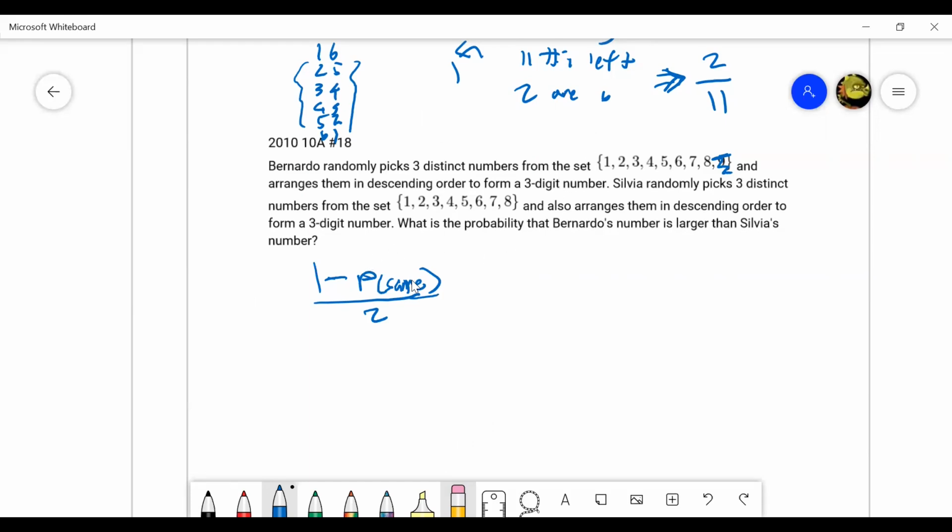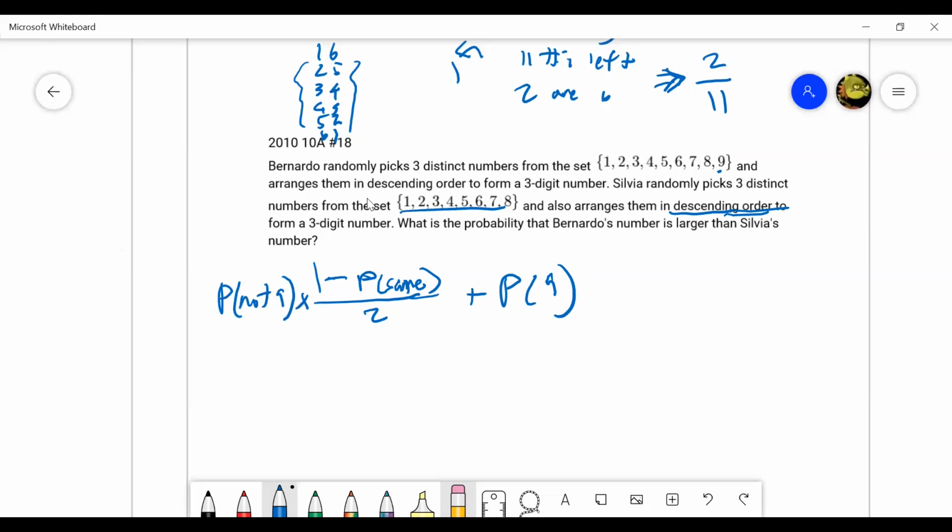So this is the probability if you can only choose from 1 through 8. But we also have to consider him choosing 9. When he chooses 9, he automatically has a larger number. This is because the set 1 through 8 is never going to get a number as large as 900, the number I arranged in descending order. So we can just add the probability of 9.